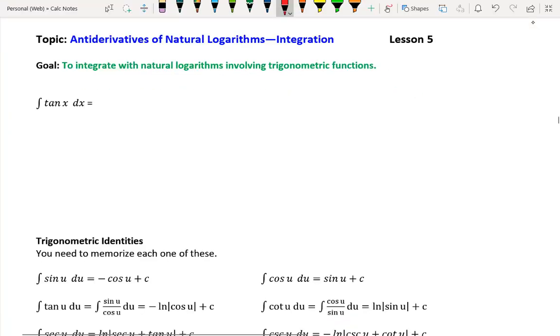Alright, so we're back with some antiderivatives of natural logs, and we're going to start off with the integral of tangent x. Now, we've looked at the integral of secant tangent, we've looked at the integral of secant squared, but we haven't looked at the integral of tangent x specifically unless we look at it as sine x over cosine x. Alright, so if I don't know what the integral of tangent is, the first thing I'm going to do is try this. I'm going to try and change it to sine and cosine.